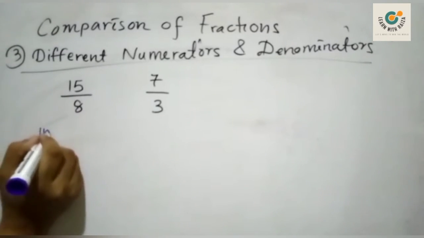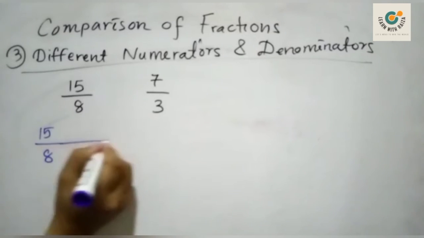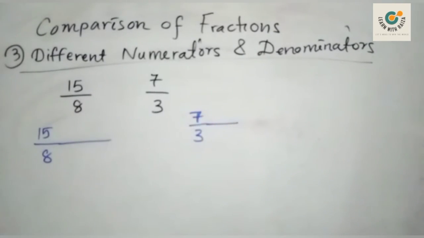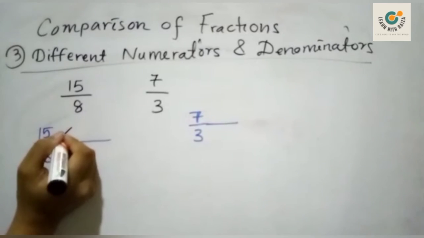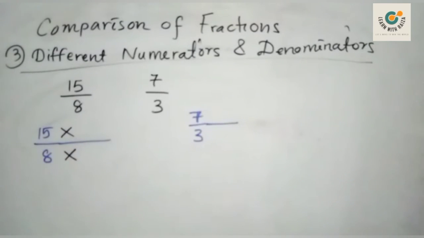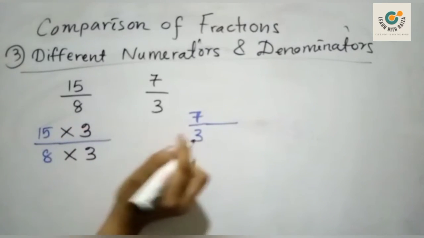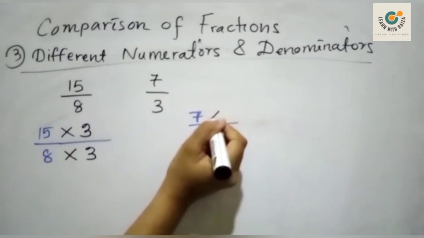So I can write down 15 over 8, 7 over 3, and I have to make 24. How can I make 24 from both these denominators? If I need 24 here, by what number should I multiply? Yes, by 3. If I need 24 here, I should multiply by 8.